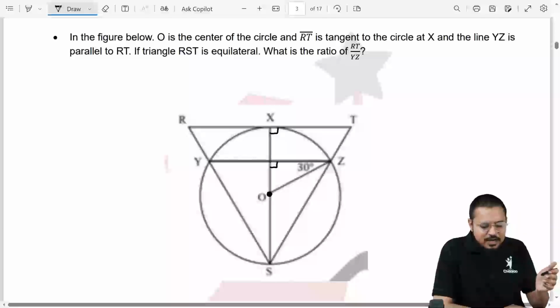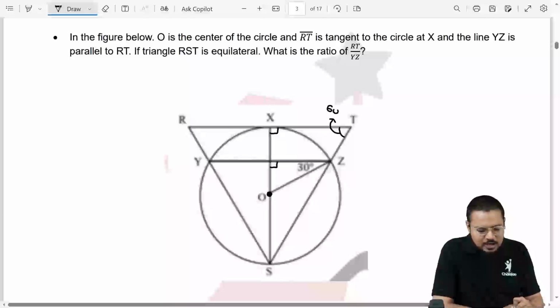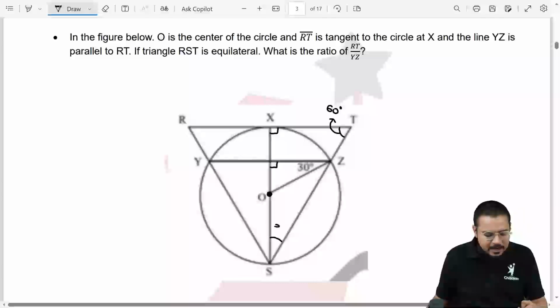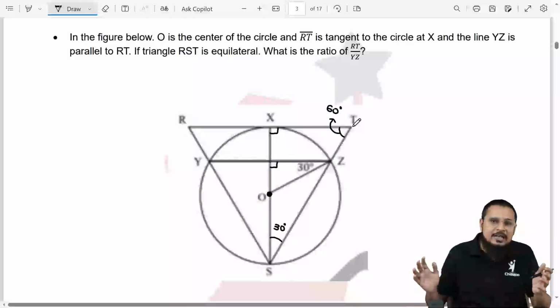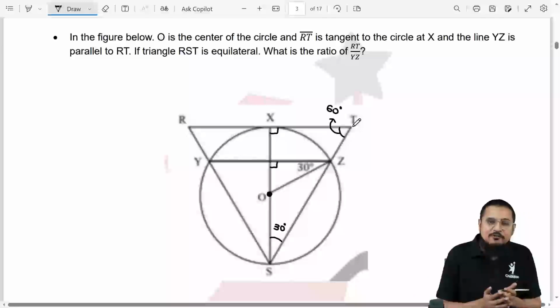And triangle RST is equilateral, that's the biggest information that the examiner has given to me. So this should be equivalent to 60 degrees, right? This should be equivalent to 60 degrees. And over here, this entire angle S at the bottom should be equal to 60 degrees again. But half of it would be 30 degrees. So I can actually see a 30, 60, 90 degree triangle XST, which clearly means that the examiner is trying to test my understanding of ratios of triangles.